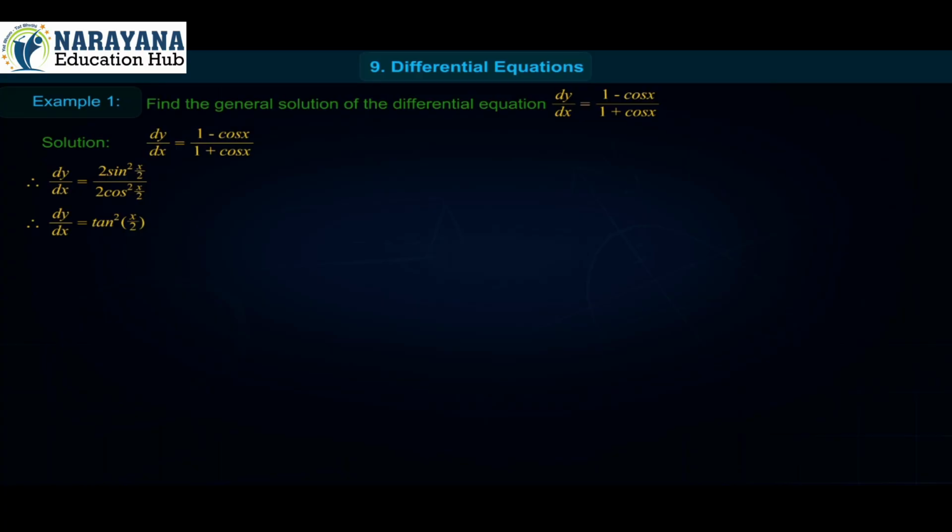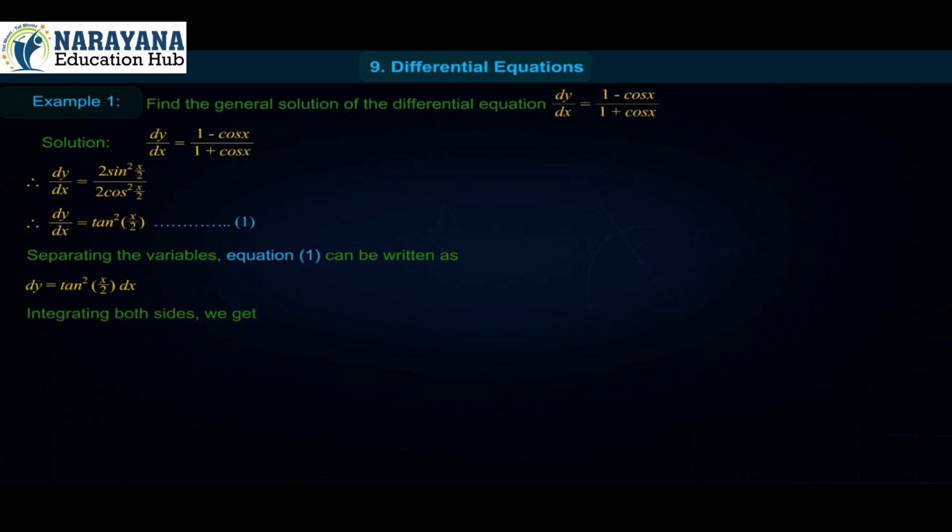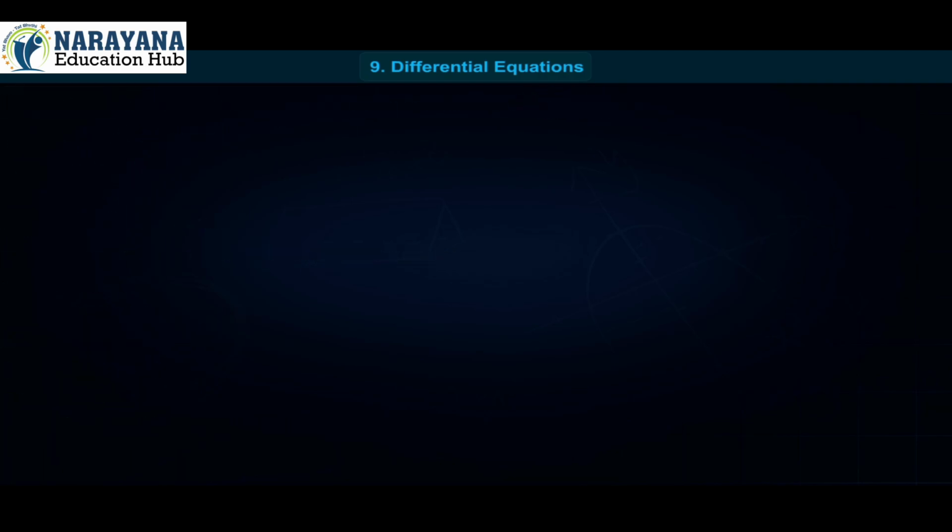Therefore, dy by dx is equal to tan square x by 2. Equation 1. Separating the variables, equation 1 can be written as dy is equal to tan square x by 2 into dx. Integrating both sides, we get integration dy is equal to integration tan square x by 2 into dx. Therefore, integration dy is equal to integration sec square x by 2 minus 1 into dx. Therefore, y is equal to 2 tan x by 2 minus x plus c, which is the required general solution.